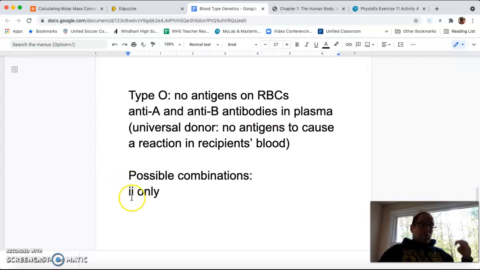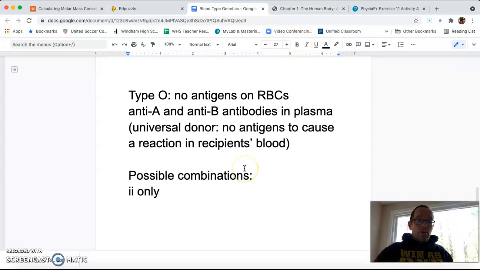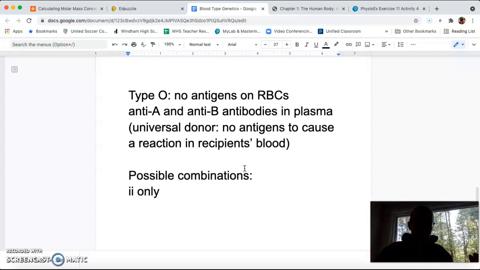So in my case, my mother was A positive, my father was O positive. Both of them gave me that recessive allele to make me O negative. Now, we'll get into what that negative means in just a minute. Actually, let's talk about that now. So the Rh antigen is the thing that makes you positive or negative.